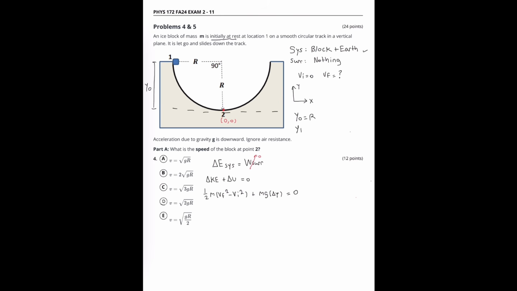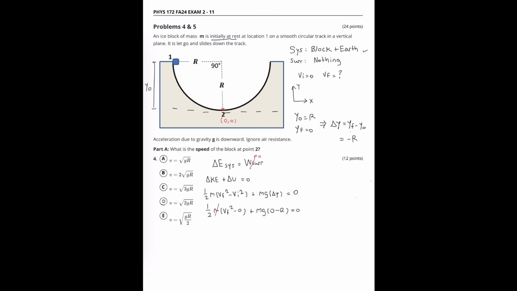And our y final is equal to 0. Therefore, we can say the change in y is equal to y final minus y initial, which is equal to negative r. So, rewriting our expression after solving for this, we have 1/2 m v final squared minus 0, since initial velocity is 0, plus mg times (0 minus r) is equal to 0.